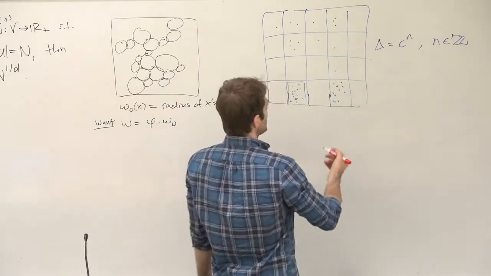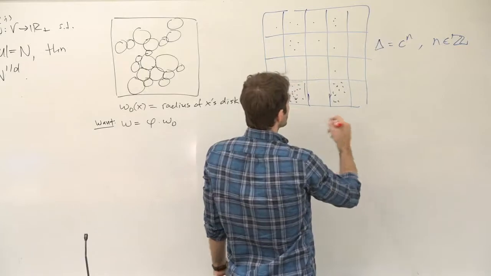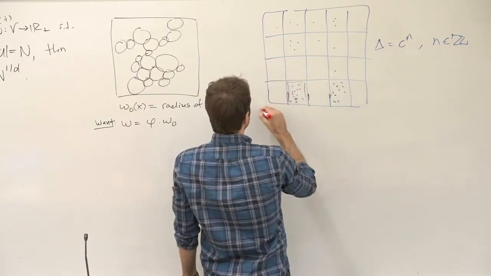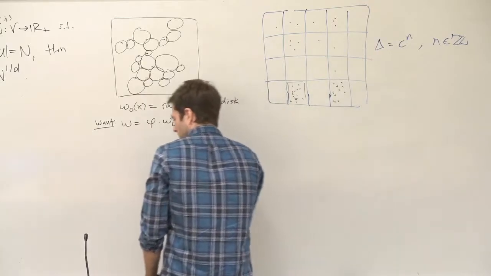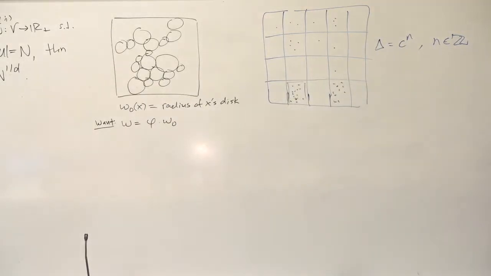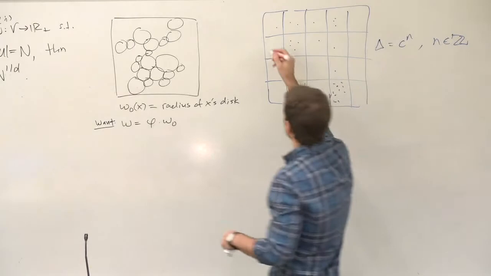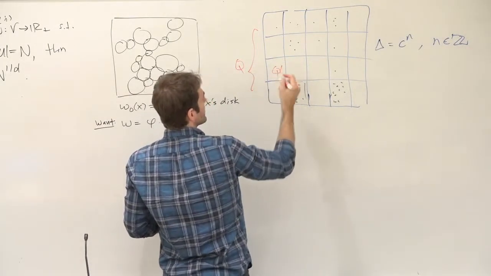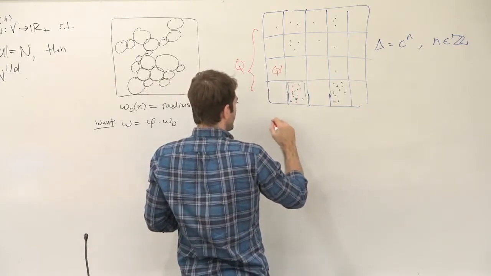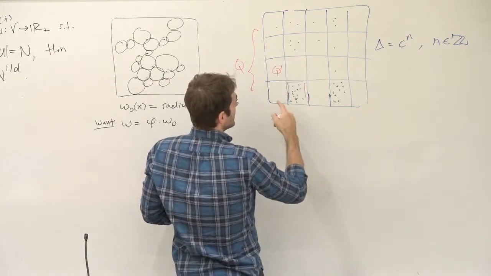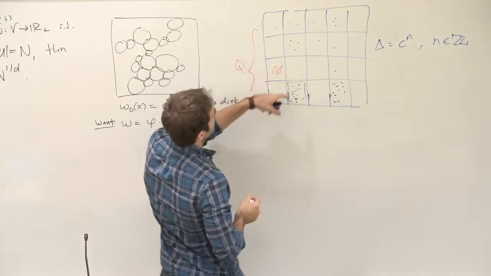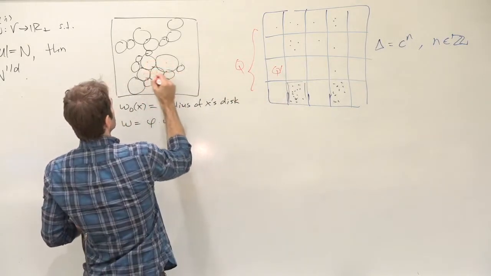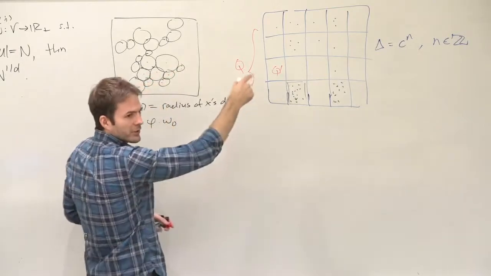And here's a definition that basically comes from Benjamini and Schramm. Let's give this cube a name. Let's call it Q. This cube has side length q. It has a bunch of subcubes that I'll call q prime. By the way, I didn't say what these points were. Just think about these as the centers of the disks. Those points are the centers of the disks.